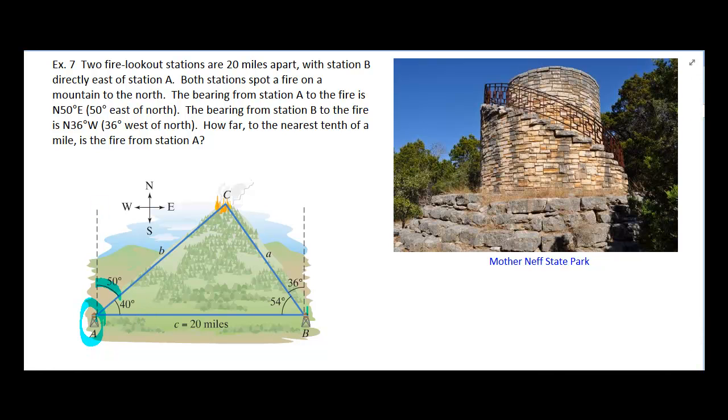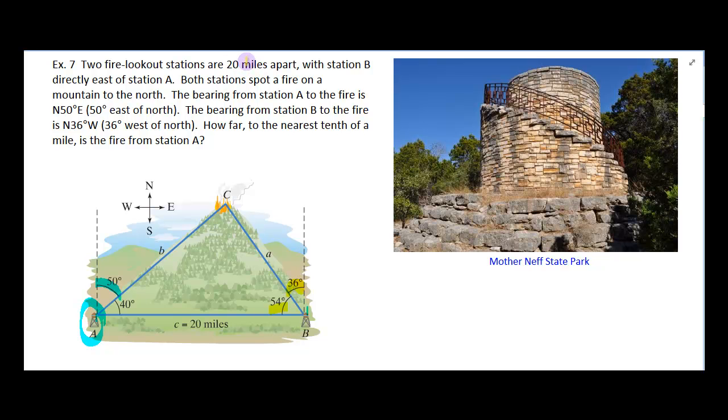Now we can do that same process over here for station B. Station B was given as having a bearing to the fire of 36 degrees west of north. So again, if this is the north-south line, 36 degrees west of that line leaves me 54 degrees inside of the triangle. Okay, so now we have some information for our triangle. I have an angle here of 54 degrees, an angle over here of 40 degrees, and I'm also told in this example that the two fire stations are 20 miles apart.